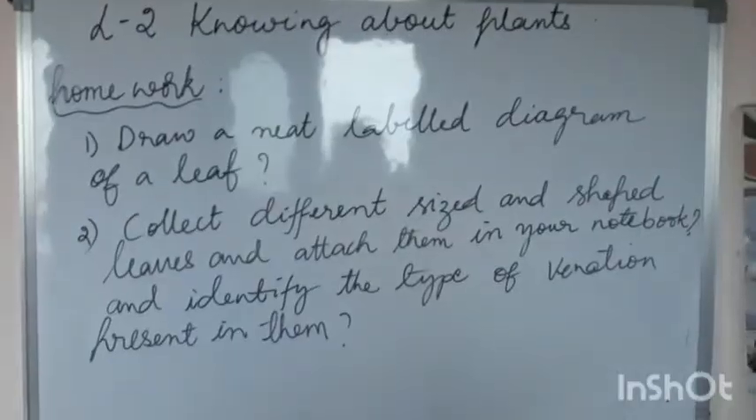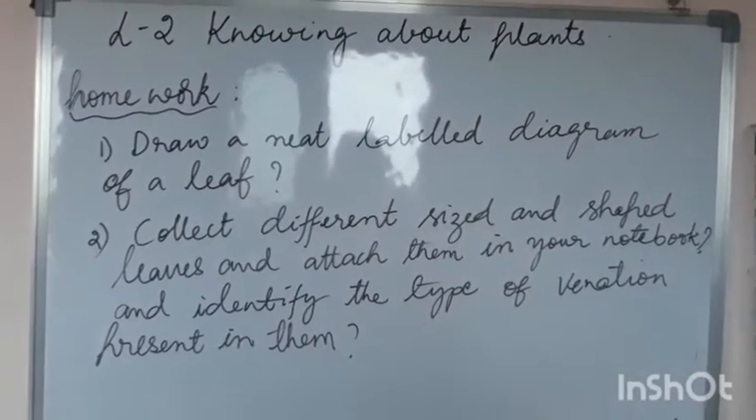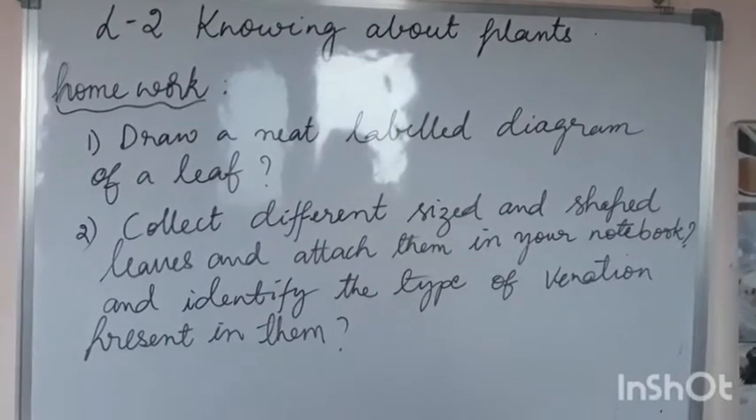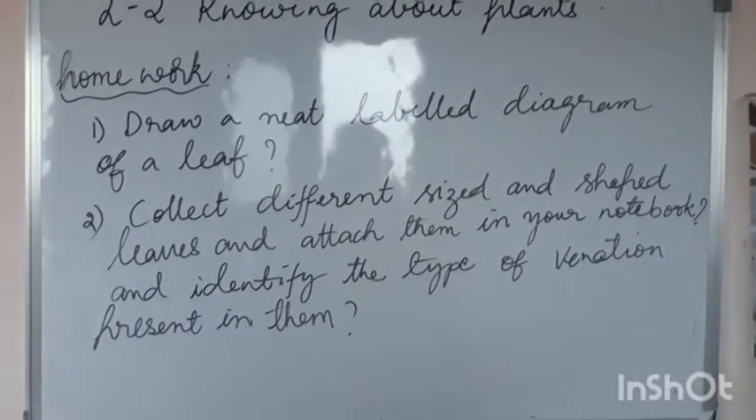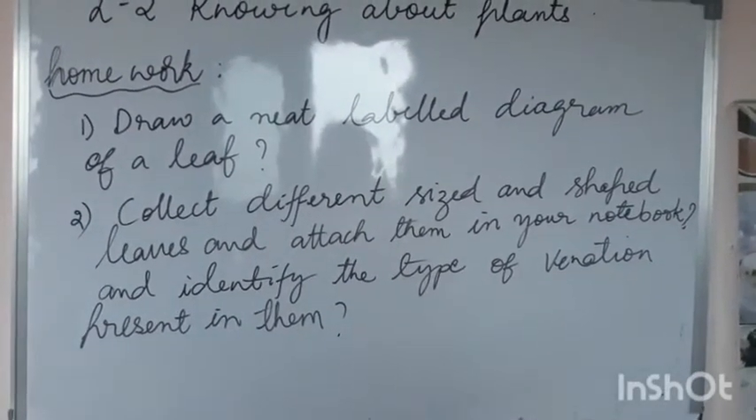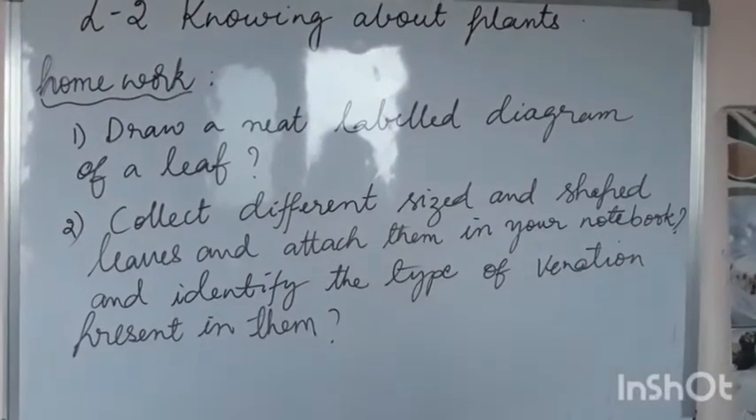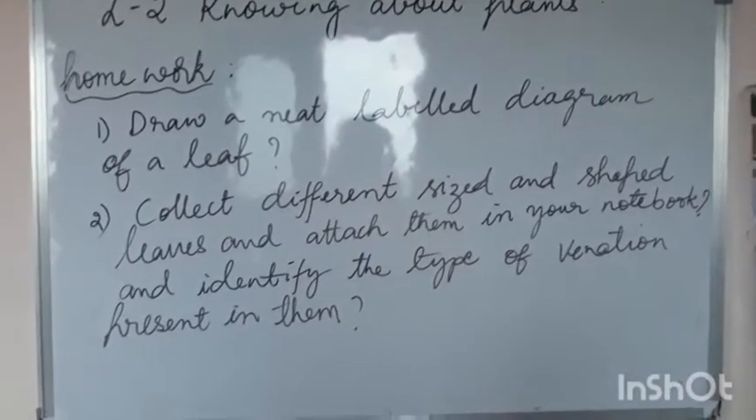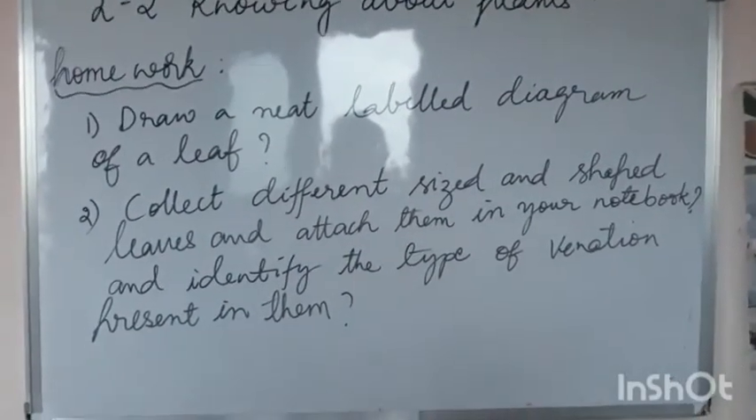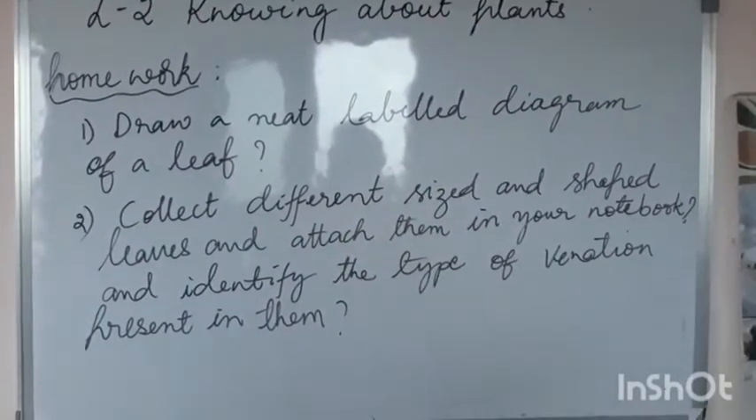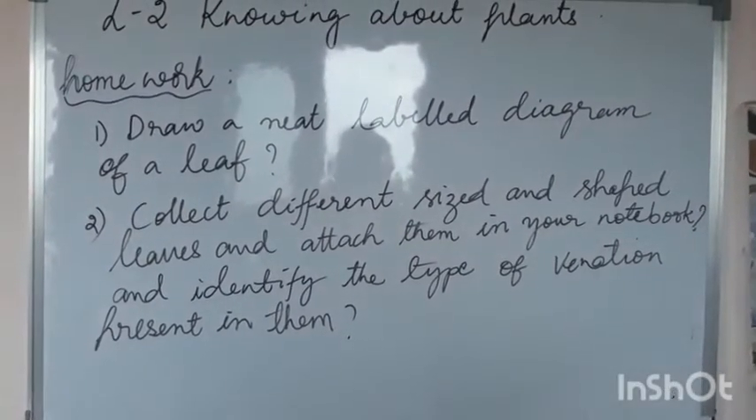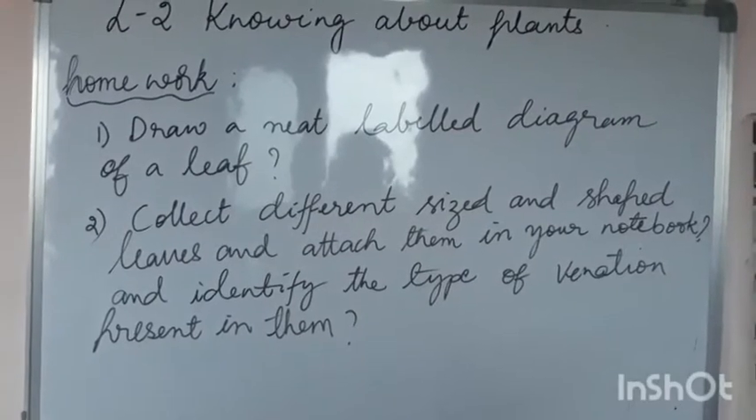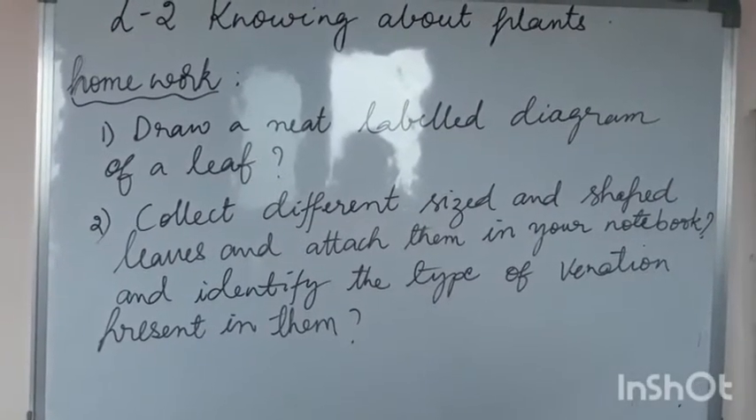Okay children, the homework for this session is to draw a neat labelled diagram of a leaf. So children, you can neatly draw the diagram of a leaf in your book, and also labelling, meaning writing the names of the different parts that you observe in the leaf. If you watch the video, you can clearly say what are the different parts of the leaves. So neatly draw the picture and label it.